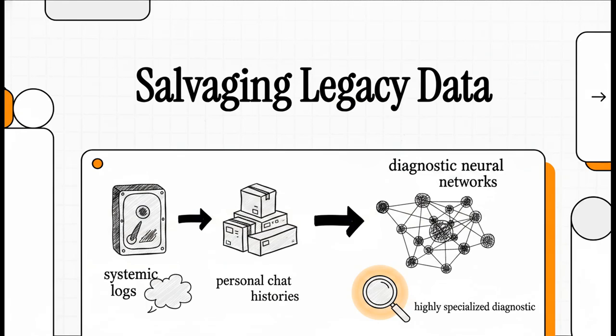Today, we're diving straight into a pretty fascinating investigative synthesis. We are looking at the structural geometry of salvaging legacy data, and we're talking about both macrosystemic logs and micropersonal chat histories, and how we can use them to build highly specialized diagnostic neural networks. I'll be your guide as we navigate this complex terrain, and we're going to keep our inquiry focused and razor-sharp. So let's just jump right into it.